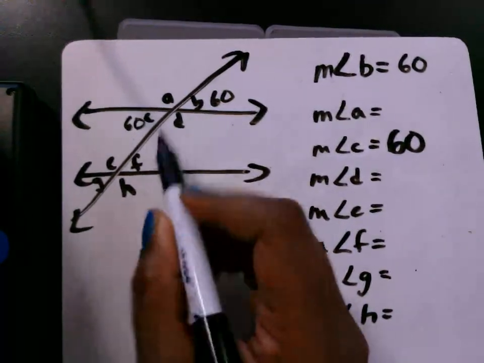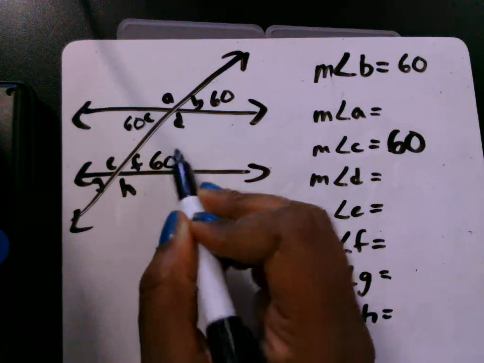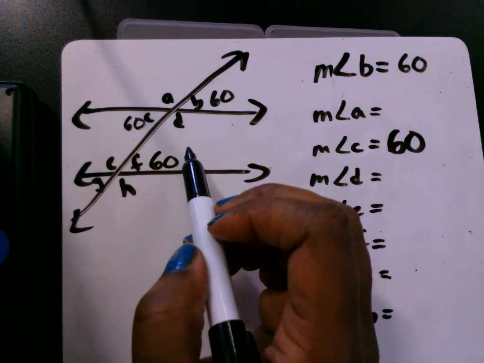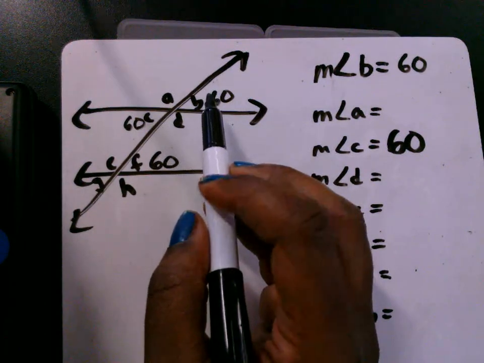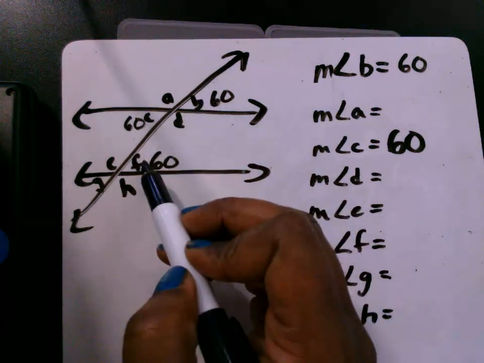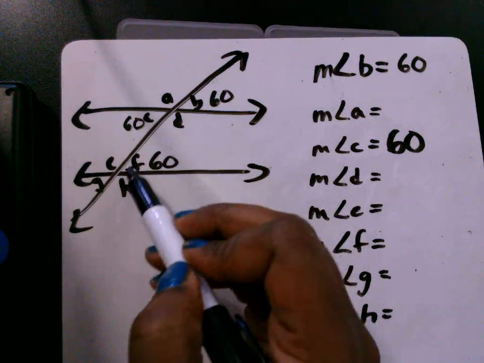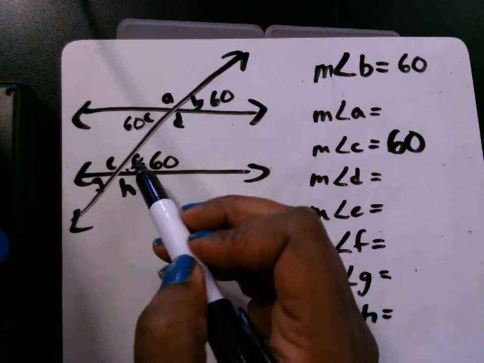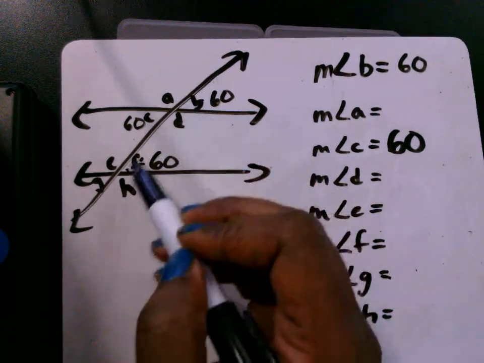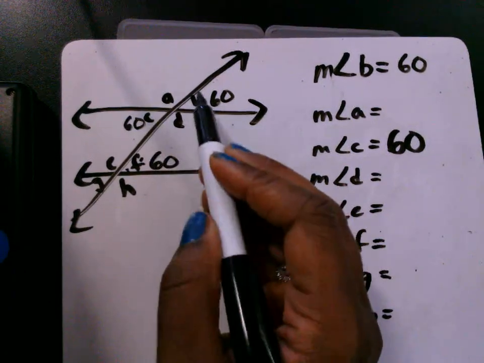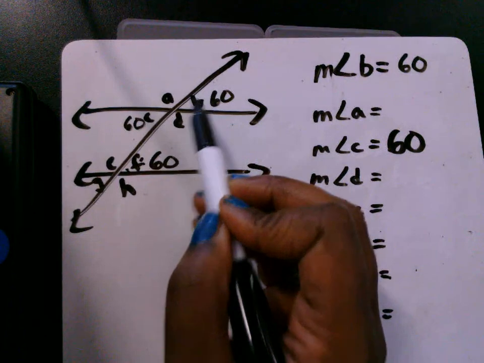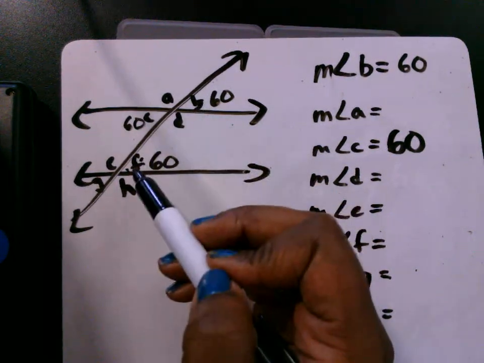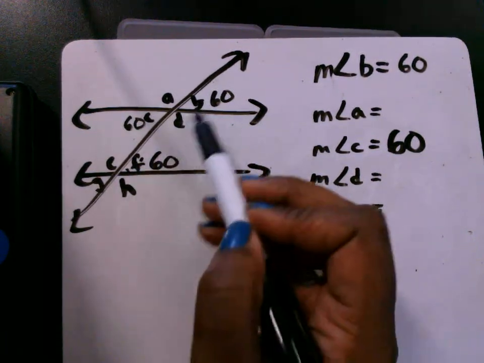Why is F 60? Because it's the same as which other angle? Now, why is it the same? What's the title of these two angles? What's the relationship? Starts with a C. They're congruent, but what else? Why are they congruent? They're corresponding. They are in the same position. They're in the top right corner.